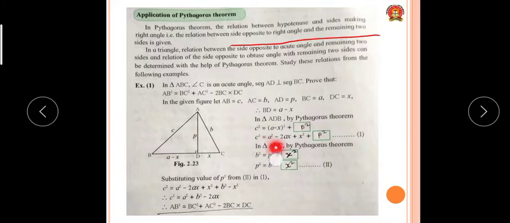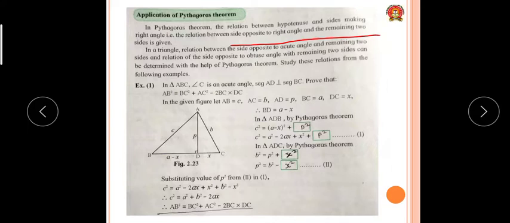Now simplify this, that is (a minus x) whole square. So it is a square minus 2ax plus x square plus p square. This is your equation first. Now in triangle ADC, what is b square? b square is equal to p square plus x square. So p square is equal to b square minus x square.